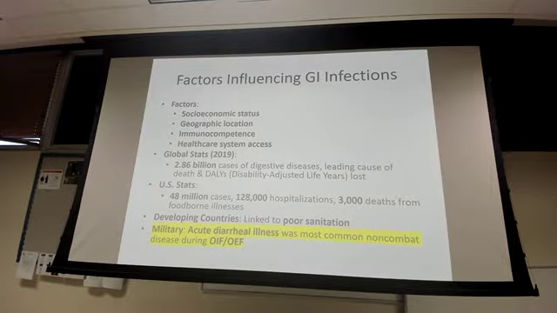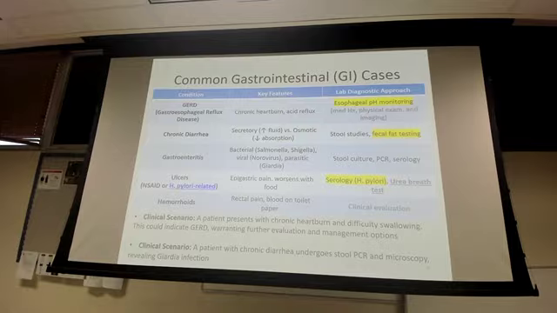Okay. So these are just factors that influence the GI tract. I'm sure you all got this. This was actually the most common non-combative disease during OIF and OEF. So people, even though they were getting shot by bullets and getting their arms and legs cut off, it was actually these parasites that were taking us out. How about that?